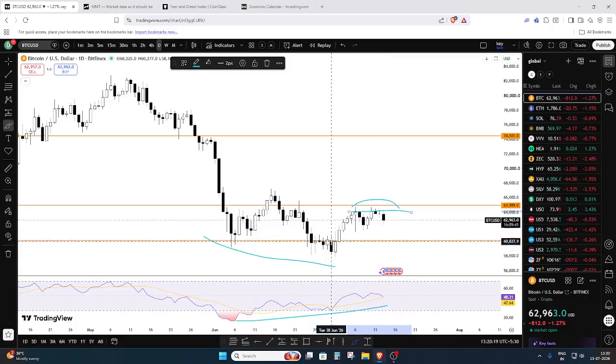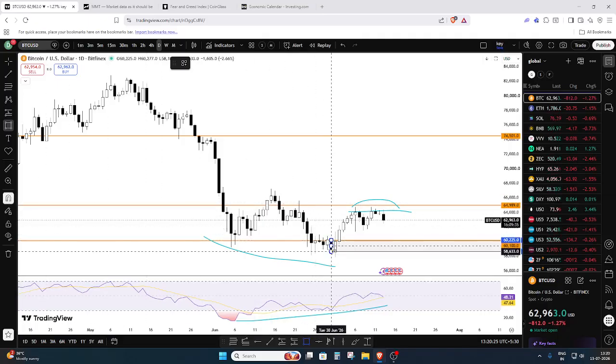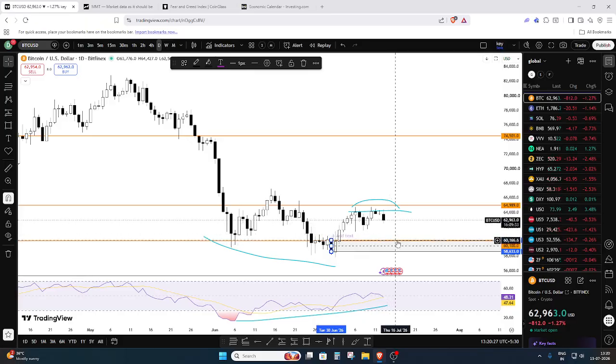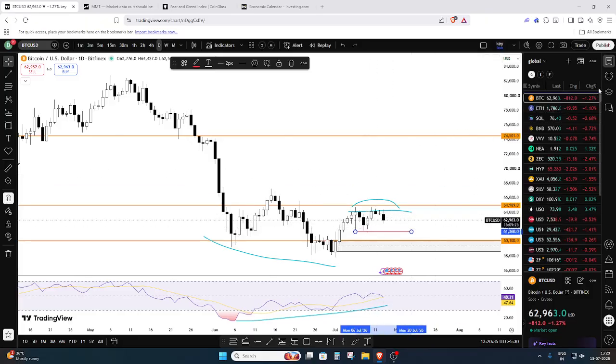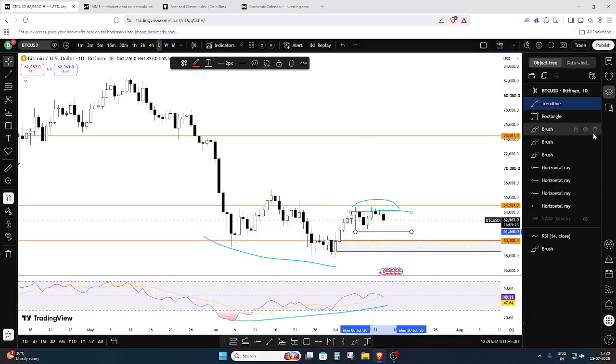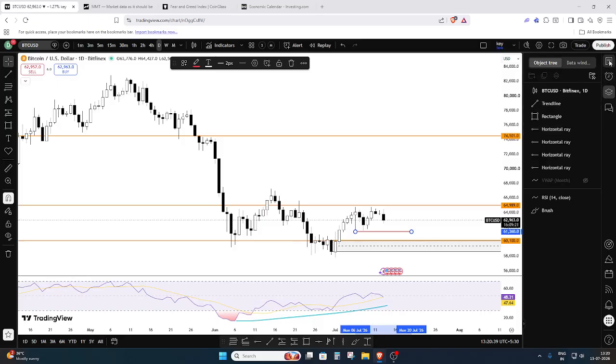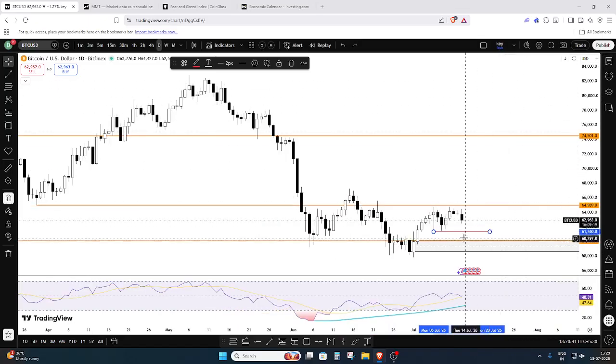So I think we're going to come back into this key order block region. I think we're going to get back into this area now. I think we're going to get a retest of this particular area. And all these day lows down here, daily lows, they're also very key if we look at it. So that's something we have to look for, I think. That's something that's going to happen in the market.